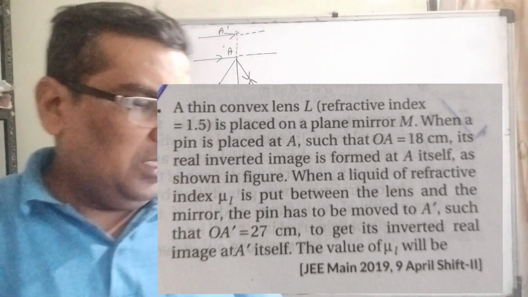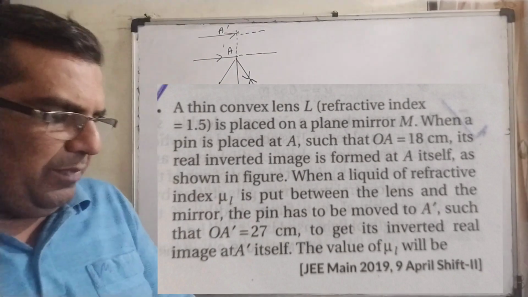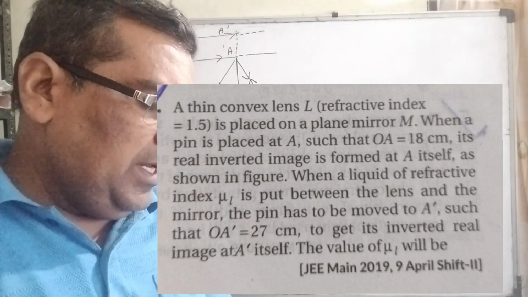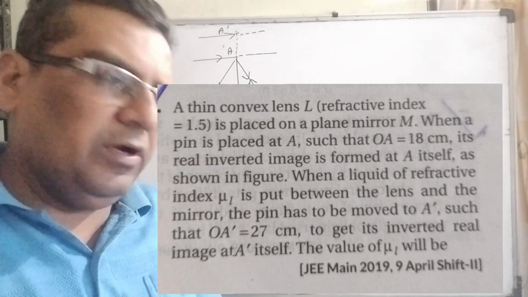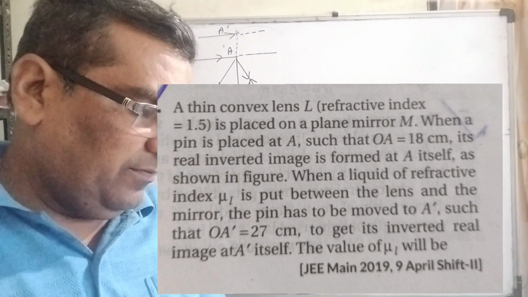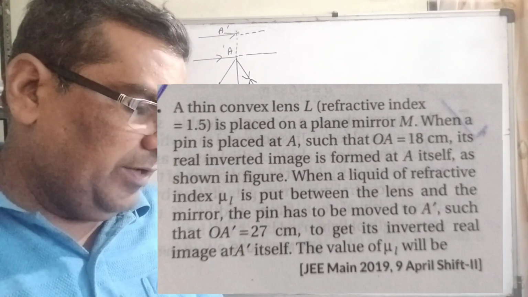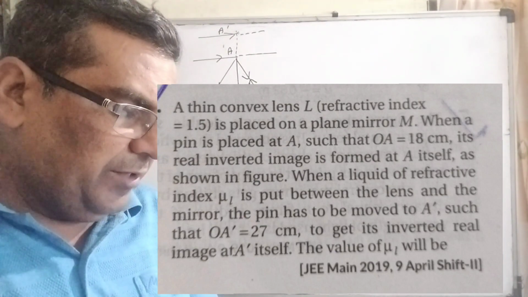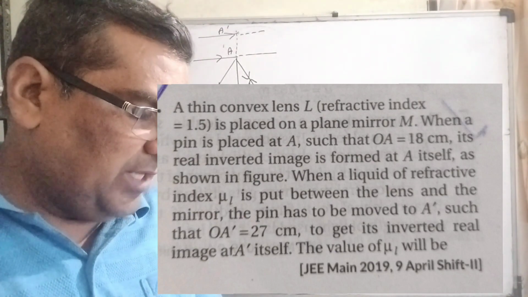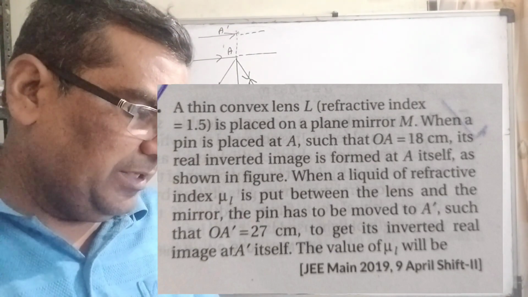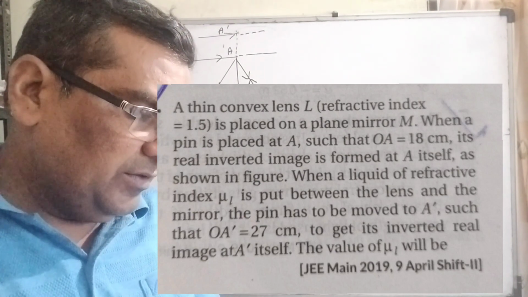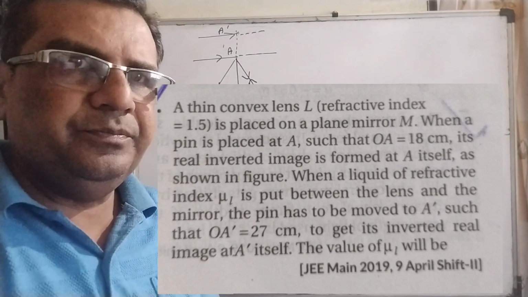Now next question: a thin convex lens L, refractive index 1.5, is placed on a plane mirror M. When a pin is placed at A such that OA equals 18 centimeter, its real inverted image is formed at A itself. As shown in the figure, when a liquid of refractive index mu L is put between the lens and the mirror, the pin has to be moved to A dash such that OA dash equals 27 centimeter to get its inverted real image at A dash itself. The value of mu L will be?